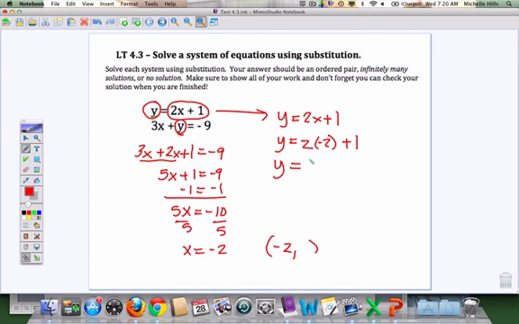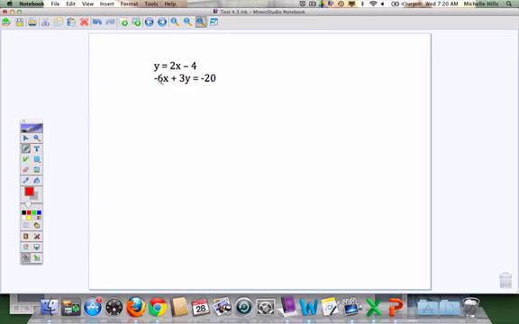The order of operations says to multiply before I add, and so then when I add the negative 4 plus 1, y is negative 3. So if I graphed this line, the point of intersection of these two lines is the point negative 2, negative 3.